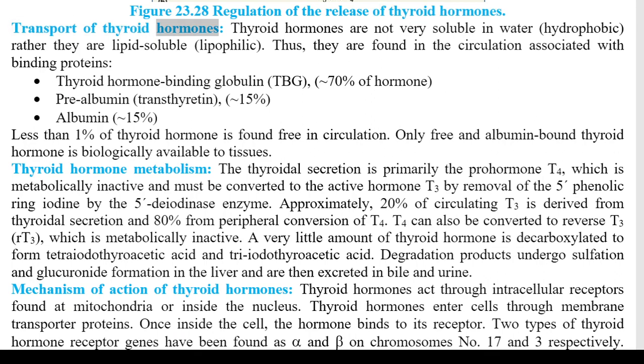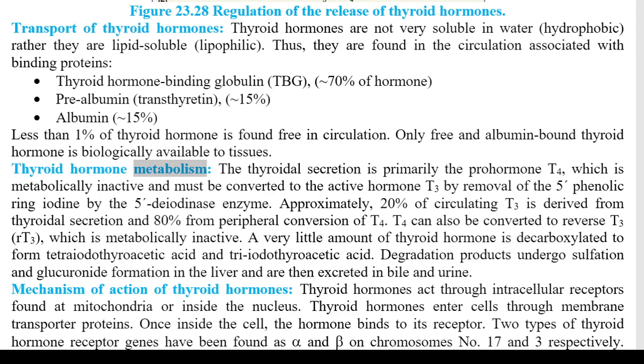Transport of thyroid hormones. Thyroid hormones are not very soluble in water, hydrophobic; rather they are lipid-soluble, lipophilic. Thus, they are found in the circulation associated with binding proteins. Thyroid hormone-binding globulin, TBG, 70% of hormone. Prealbumin, transthyretin, 15%. Albumin, 15%. Less than 1% of thyroid hormone is found free in circulation. Only free and albumin-bound thyroid hormone is biologically available to tissues.